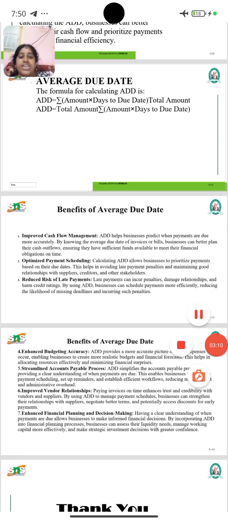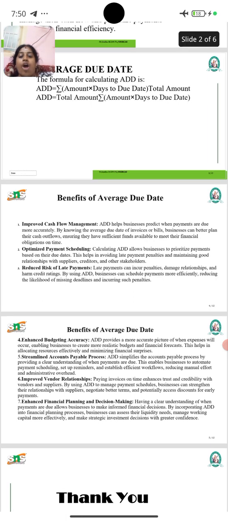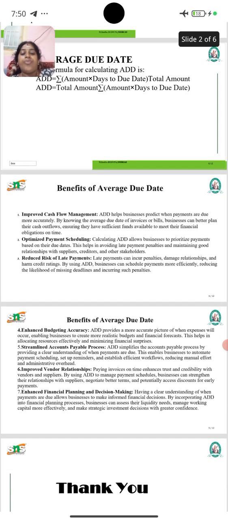ADD helps the business predict when payments are due more accurately. By knowing the average due date of invoices or bills, a business can better plan its cash outflow, ensuring there are sufficient funds available to meet its financial obligations on time. Optimize payment scheduling. Calculating the ADD allows the business to prioritize payments based on their due dates. This helps in avoiding late payment penalties and maintaining a good relationship with suppliers, creditors and other stakeholders.